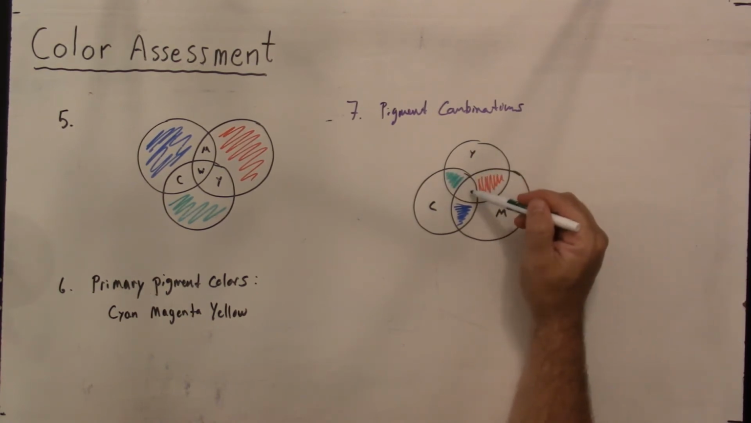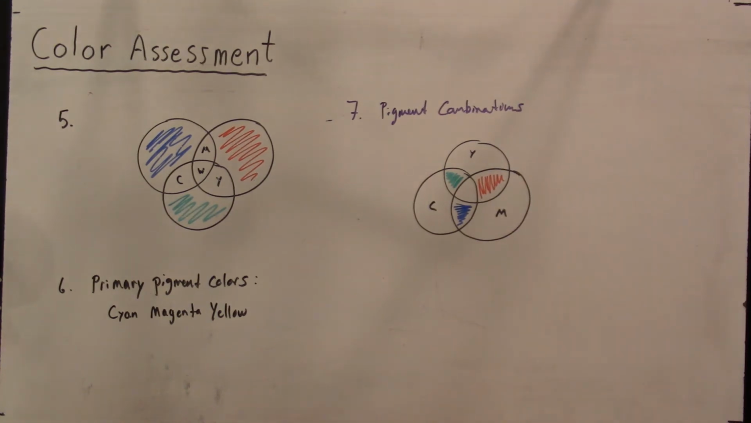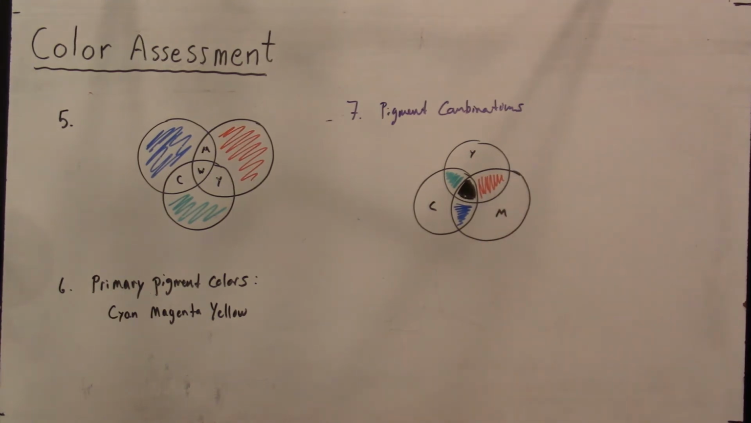And here, you have yellow, which subtracts out the blue, cyan, which subtracts out the red, and magenta, which subtracts out the green, which means you'd be left with nothing. And so this here, that's the black. So the primary colors of pigments are cyan, yellow, and magenta.